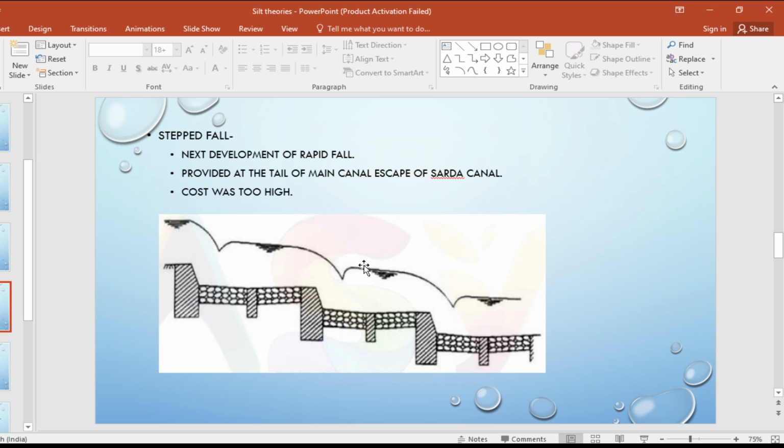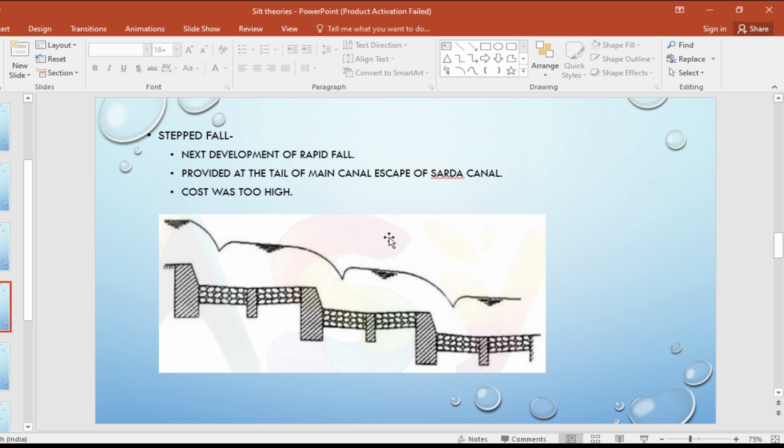Next is stepped fall. What is stepped fall? The diagram shows stepped fall. By seeing this diagram, I hope you have understood what exactly the fall structure is. Fall is here, you can see it lowers the original water level, again lowers the original water level, and again here lowers the original water level, like steps. Here the name step fall indicates in the form of steps.